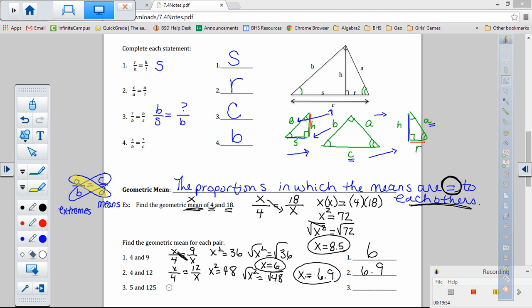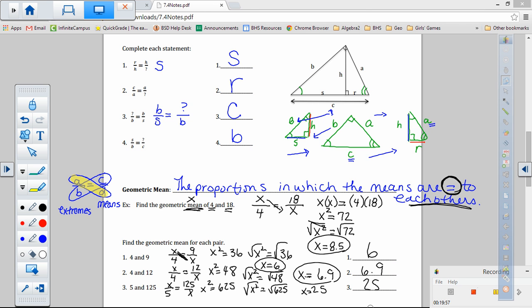And then the last one, x is to 5 as 125 is to x. So we get x squared equals 625. When you take the square root of x squared, you get x. When you take the square root of 625, you get 25. So the answer here is 25.